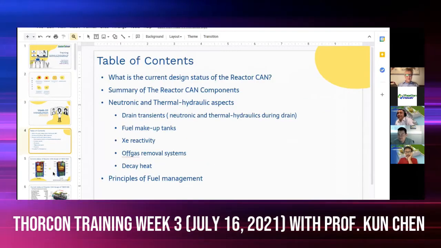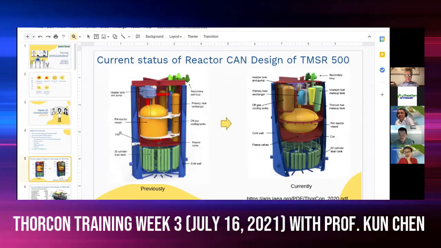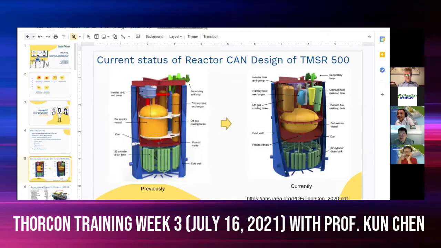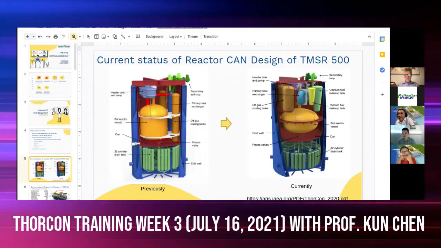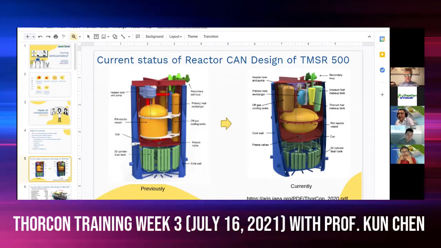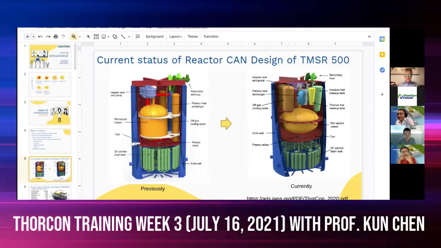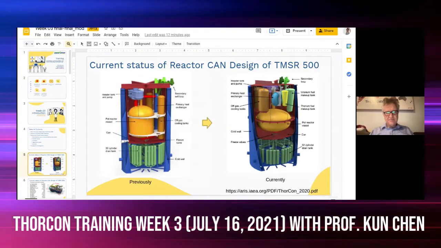Okay. Yeah, Manu, if you could show slide 5. Okay, so you can see on the left part of the slide the design that many of you have seen, where the heat exchanger is running vertically adjacent to the core, and the core is taller than it is wide.